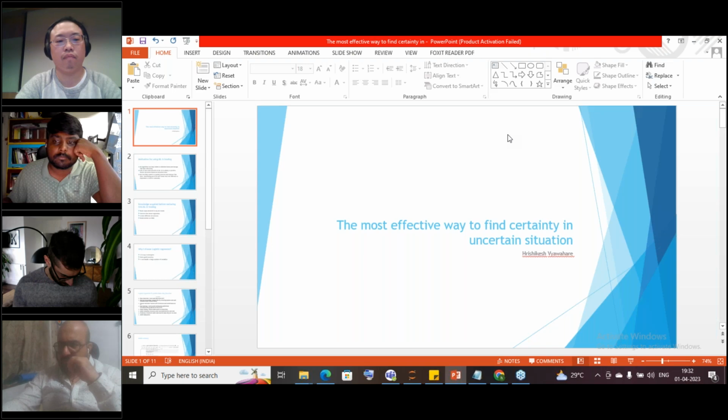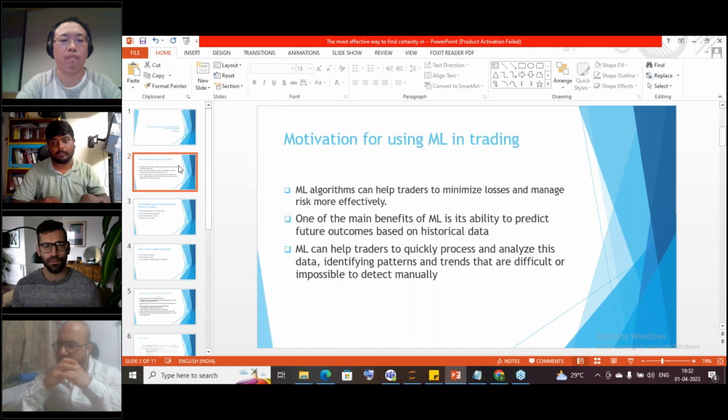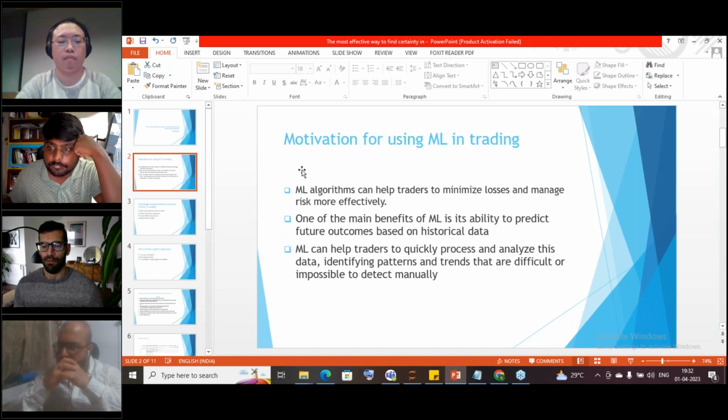So I tried multiple ways, but what I see is that machine learning is the most effective way to find out the certainty. So my journey started with machine learning, what is the use of this machine learning thing, and how it will be helpful in trading. I came across the fact that machine learning helps us to minimize the losses and manage the risk more effectively.